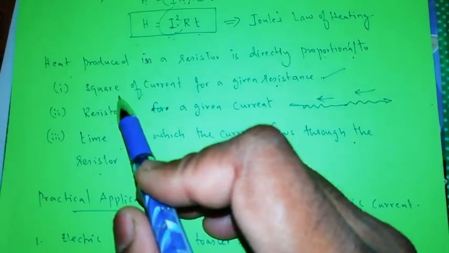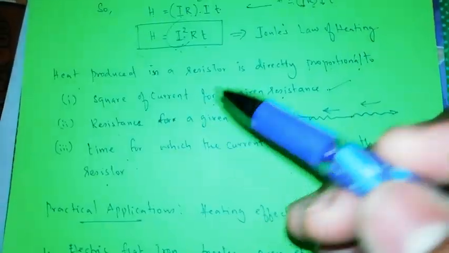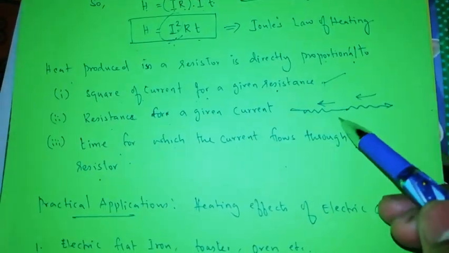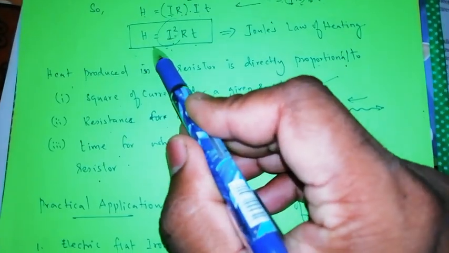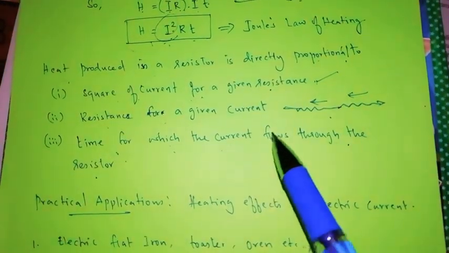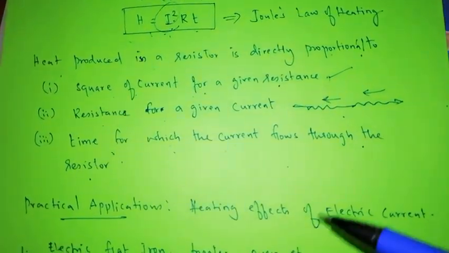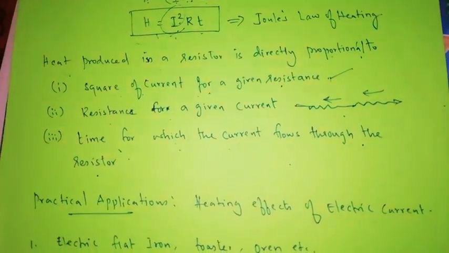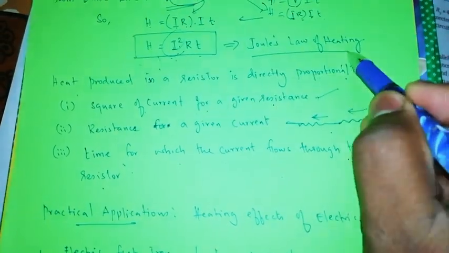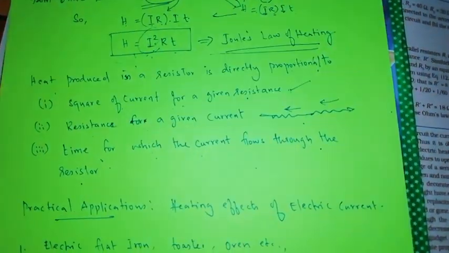The first thing is the square of the current. If more current, more heat energy. Resistance, if it is there, definitely heat energy will be there. Time for which the current flows through the resistor: if the current flows in a circuit for more time, definitely heat energy will be produced. So this is what Joule's law of heating talks about, right?